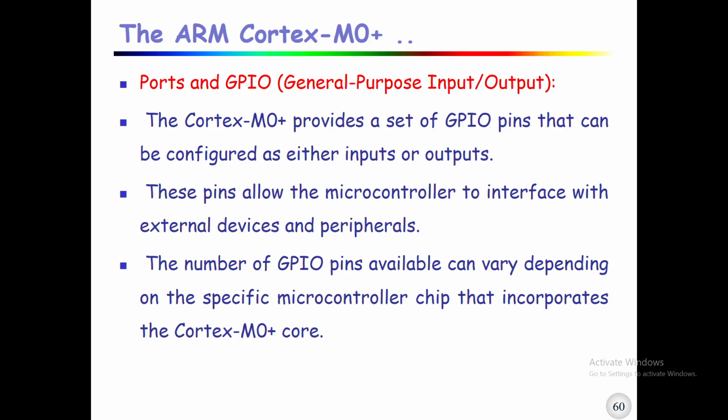So based on the input that we provide and based on the connectivity we have, we'll configure them in our programs and in our hardware connectivities as an input or output. And the pins allow the microcontroller to interface with external devices and peripherals. So the number of GPIO pins available can vary depending on the specific microcontroller chip that incorporates the Cortex M0 core, ranging from, I think, 8 pins, 32, 64, 128.